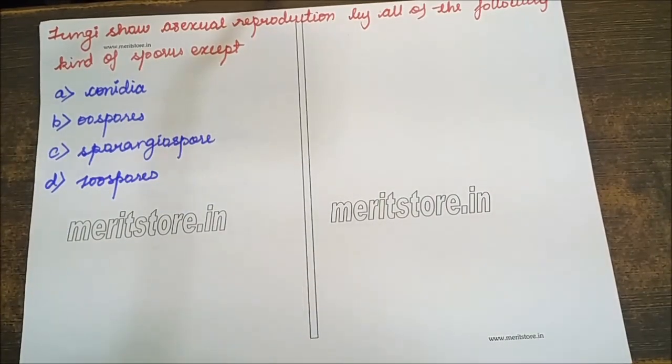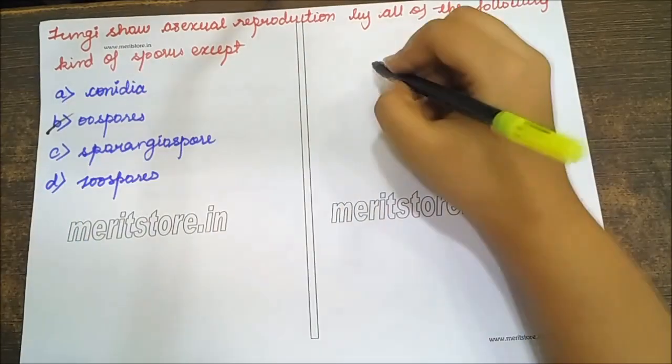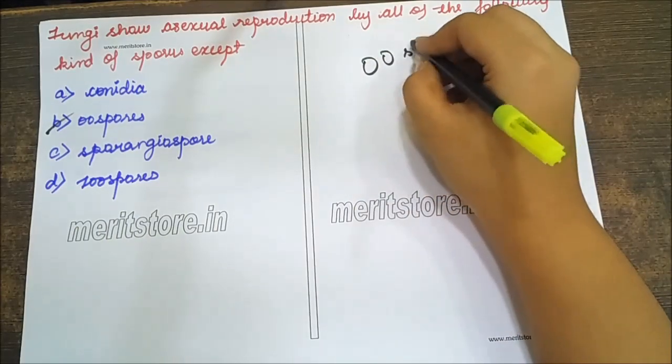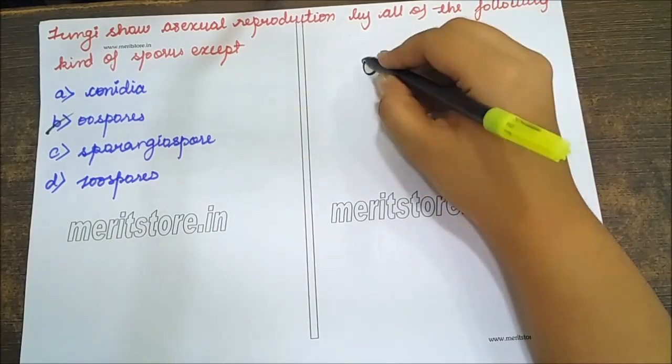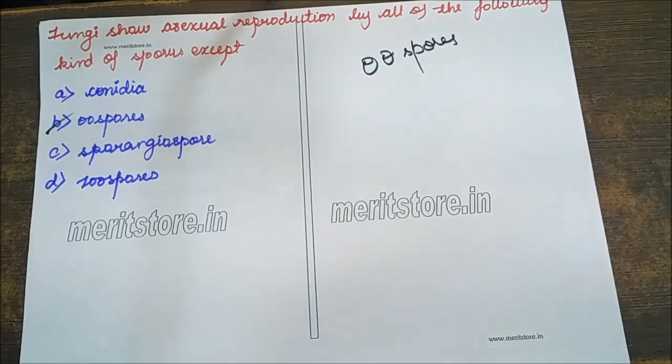Let's move on to the next question. Fungi show asexual reproduction by all of the following kinds of spores except: conidia, oospores, sporangiospore or zoospores. And the answer for this is oospores.